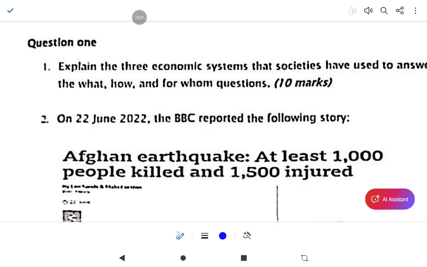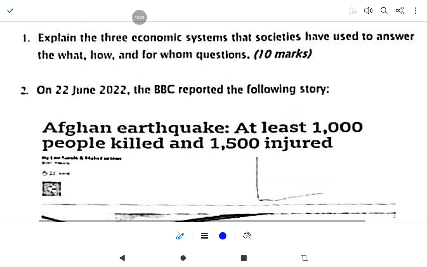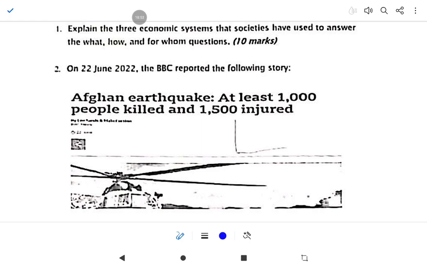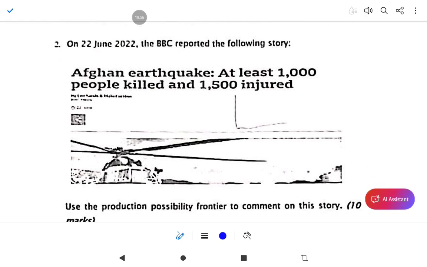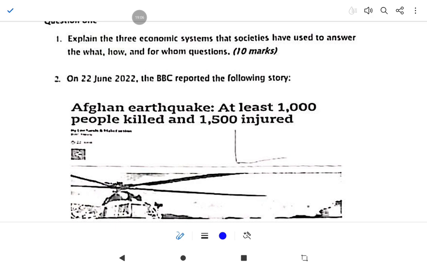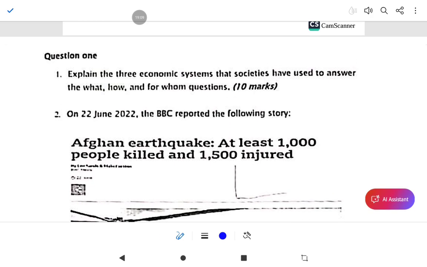So we have this other question here, and we are going to answer this particular question in full. The question is saying, explain the three economic systems that societies have used to answer the question of what, how, and for whom to produce. Then the second part is saying, on 22nd June 2022, the BBC reported the following story: Afghan earthquake, at least 1,000 people killed and 1,500 injured. Use the production possibility frontier to comment on this story. Okay, so we're going to start with question 1.